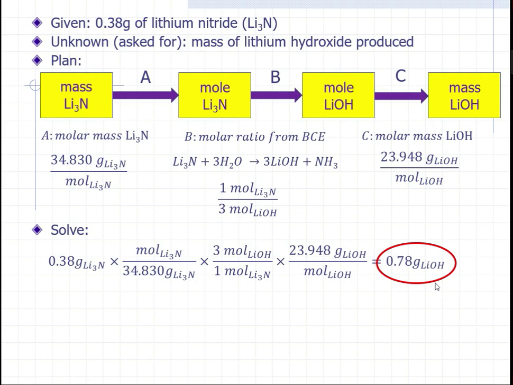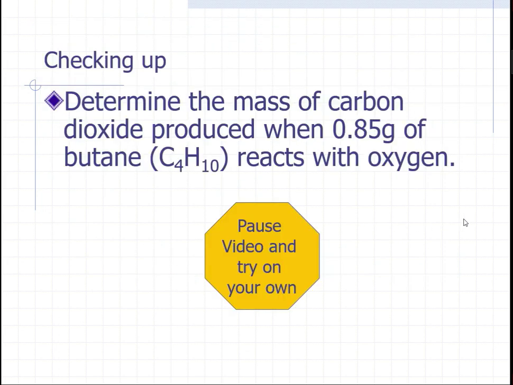So the question is, how many grams of lithium hydroxide can be produced if I start with 0.38 grams of lithium nitride? The answer is 0.78 grams of lithium hydroxide. Okay, so this is a typical mass to mass equation, very much like the ones that you're asked to do for your homework today. So let's see whether you can do one on your own.